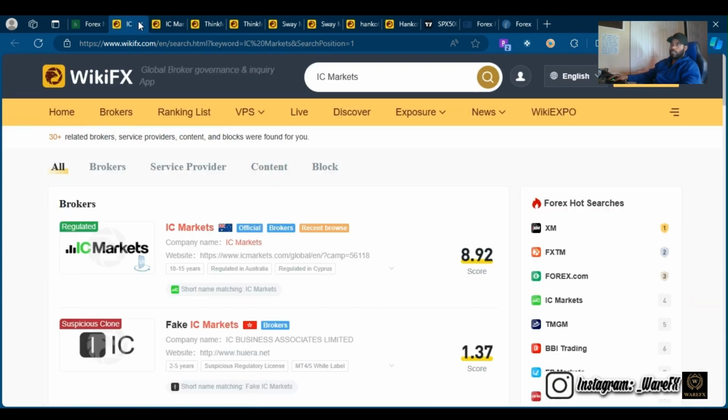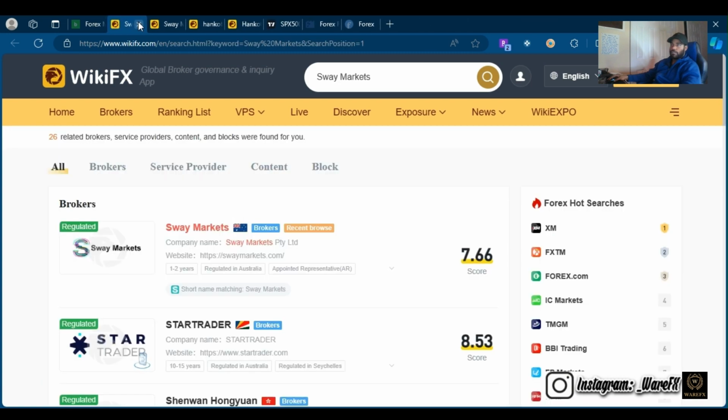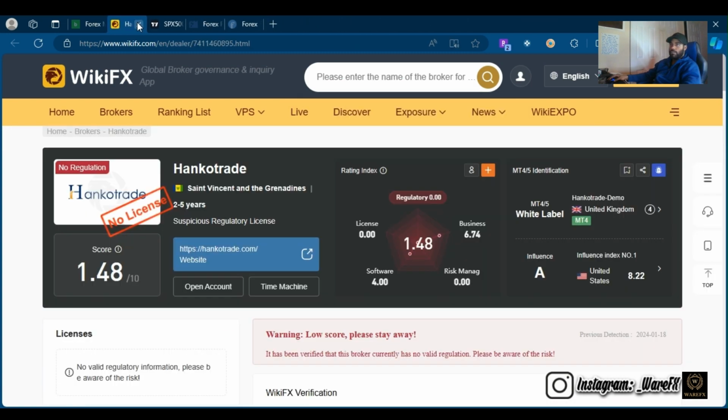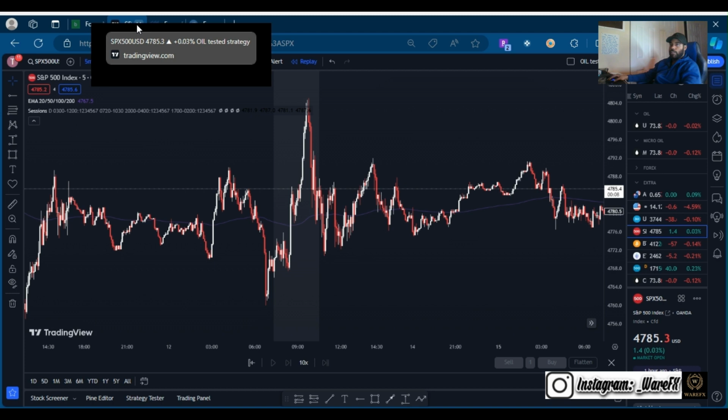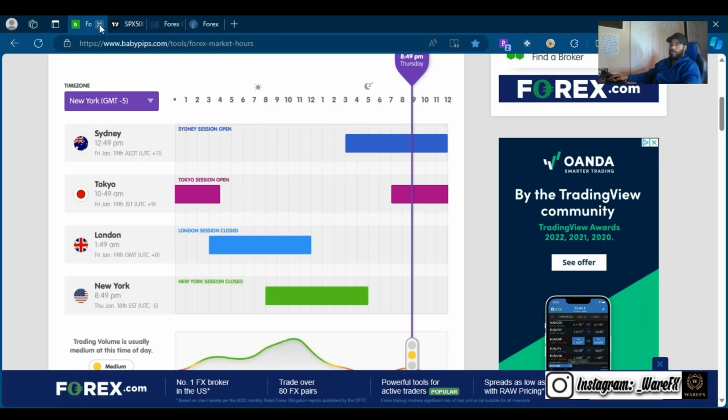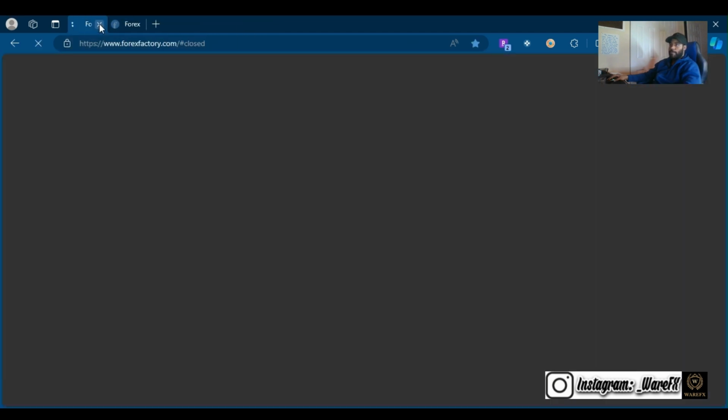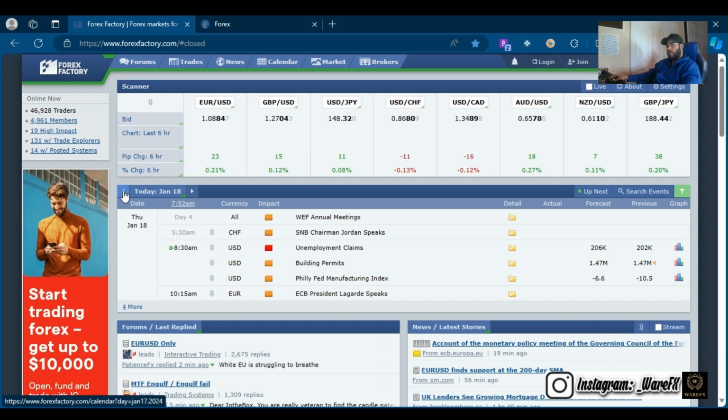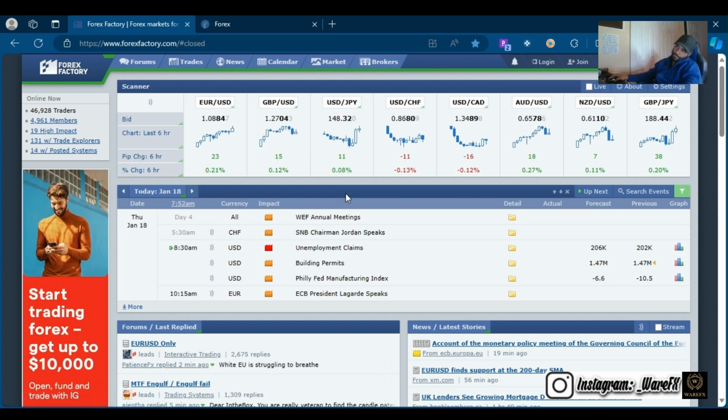Let's close these out of here. So TradingView, we got Babypips, we got boom, Forex Factory. So in trading, we get news. News affects price action on certain pairs during certain times. And you can come and find that news right here in Forex Factory.